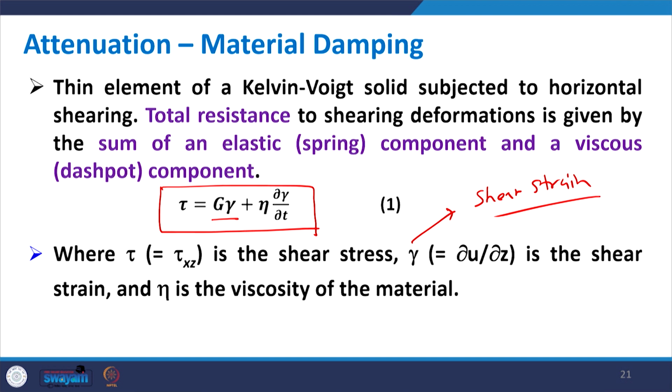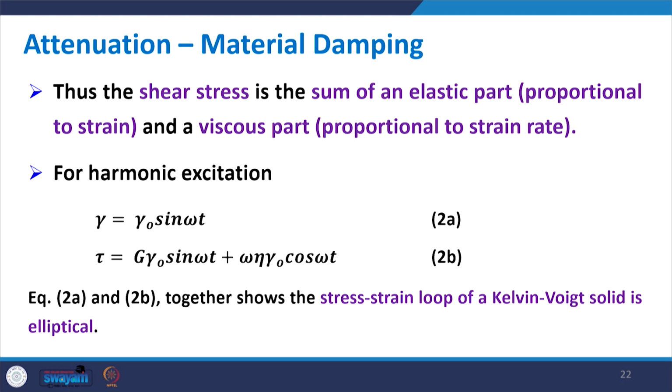So suppose you do not have viscosity, then the relationship is simplified to tau equals G into gamma. But because materials have damping, in the viscous form or other forms, we need to use the second term also in this equation. Continuing with this, gamma can be represented as a sinusoid for harmonic excitation, gamma equal to gamma naught sine omega t. As a result, tau will be G into gamma naught sine omega t, and the second term is omega eta into gamma naught cos omega t. That means the shear stress comes from both the elastic component as well as the viscous component, together forming the Kelvin element.